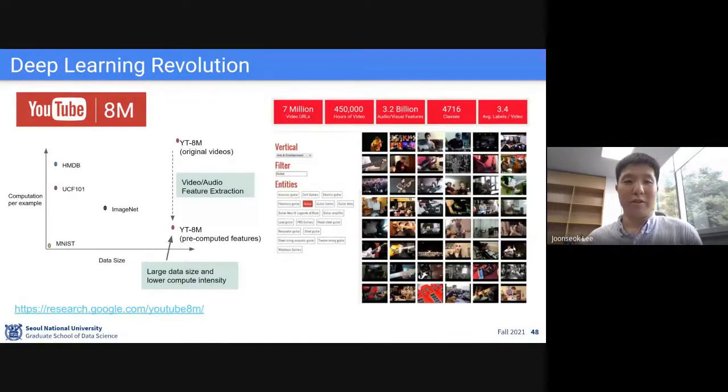And this is the video data set corresponding to the ImageNet in the video domain. I was actually a participant in creating this data set and running the workshops. But because of the time, I'm going to skip the details.